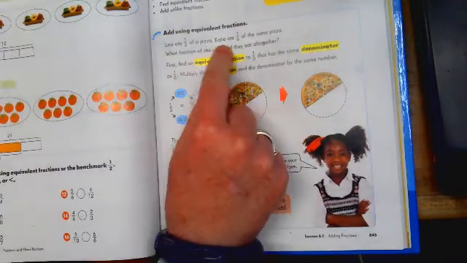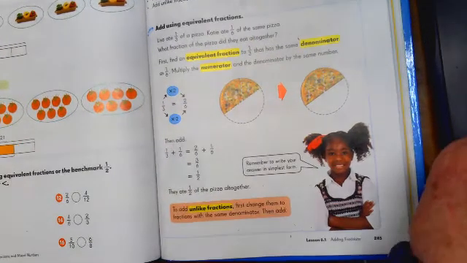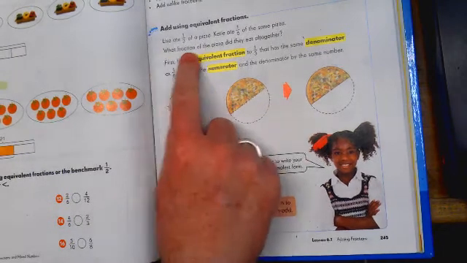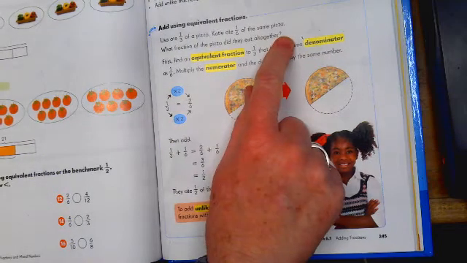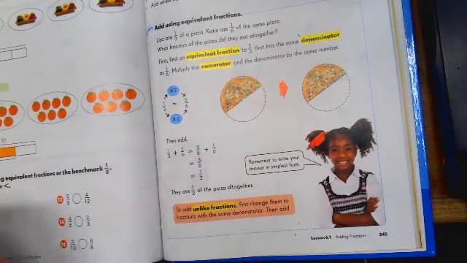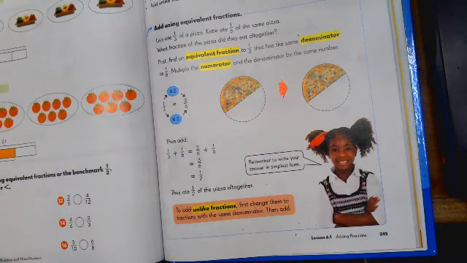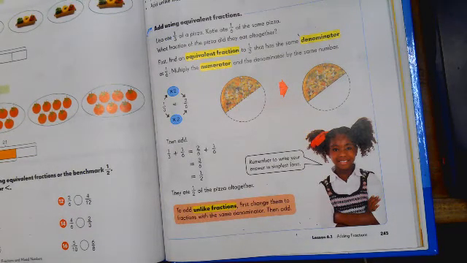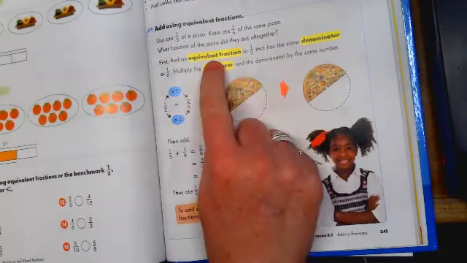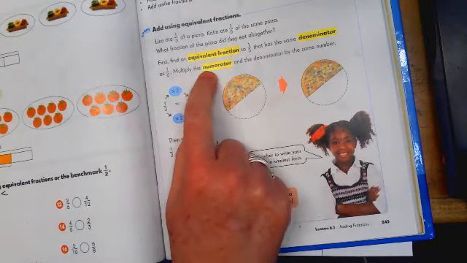Lisa ate 1/3 of a pizza. Kate ate 1/6 of the same pizza. Let's see if we can focus that a little bit better. What fraction of the pizza did they eat all together? So we're going to add 1/3 and 1/6. Now, before you can add a fraction, they have to have a like denominator. They have to have a denominator that matches, and the denominator is the number that's on the bottom. So we have to find an equivalent fraction to 1/3 that has the same denominator as 1/6.